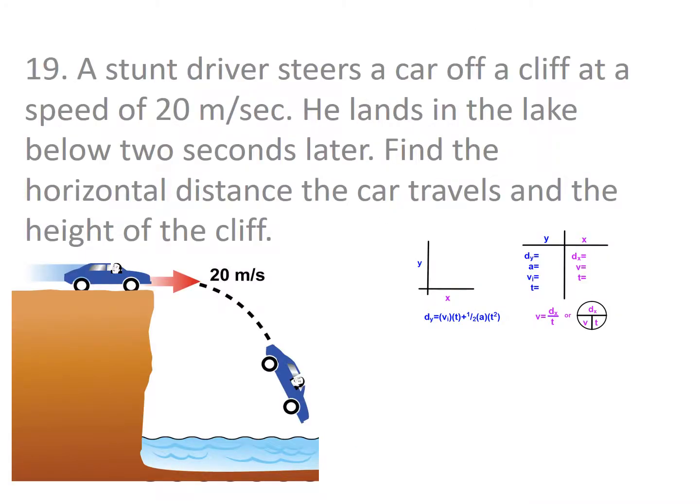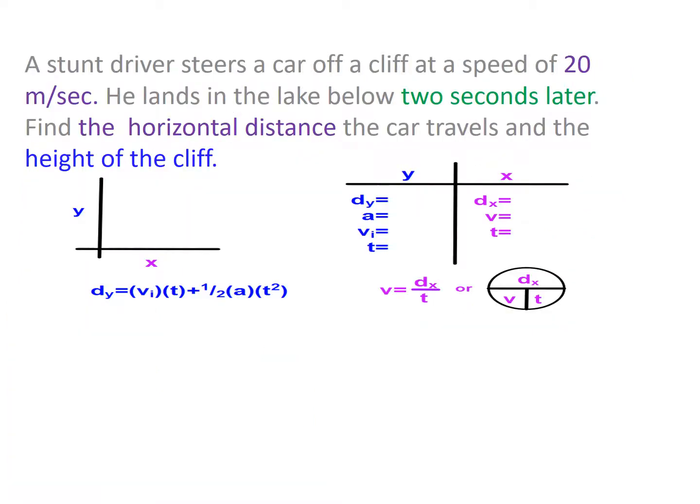So a stunt driver steers a car off a cliff at a speed of 20 meters per second. He lands in the lake 2 seconds later. So let's underline our info. Find the horizontal distance the car travels and the height of the cliff. Okay, so let's break this down. I've highlighted what we need for each section. If it's in purple, we're dealing with the x horizontal component. If it's in blue, it's the y component.